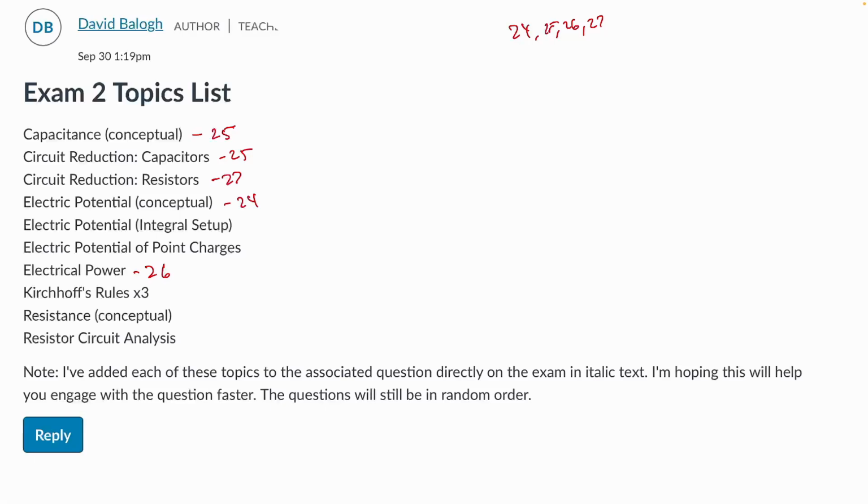Okay, so the electric potential integral set, that would be 24. Kirchhoff's rules is 27. Conceptual, this would be 26. And the resistor circuit analysis, I'm pretty sure was 27 also. Admittedly, in my brain, 26 and 27 feel like the same chapter to me. So in chapter 24, you brushed up on partial derivatives?